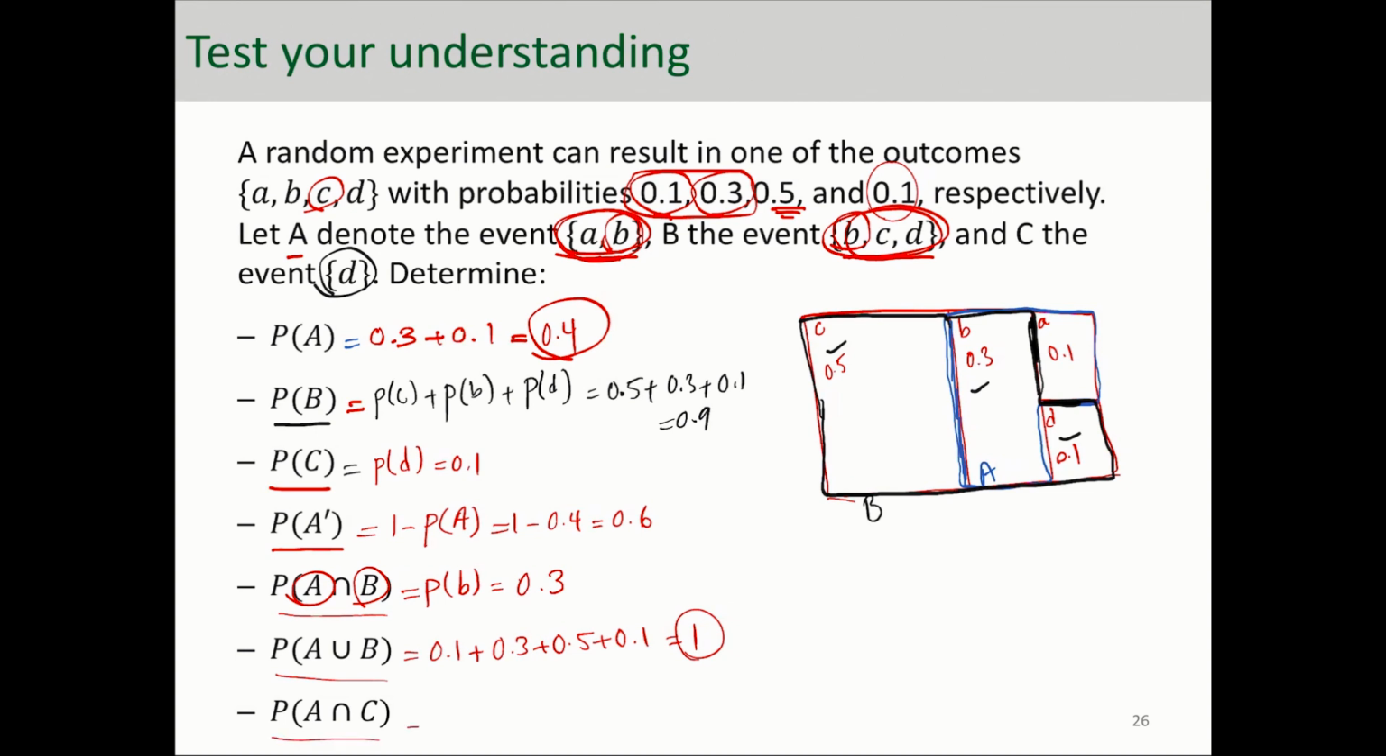And A intersection C: in event A, we have a and b, and in event C, we have only outcome d. So there is no intersection, if you see here. There's no intersection, so probability is basically 0. So these are the two practice problems that we wanted to work on. There are more in homework and extra practice problems for this module, but this was just to warm up.